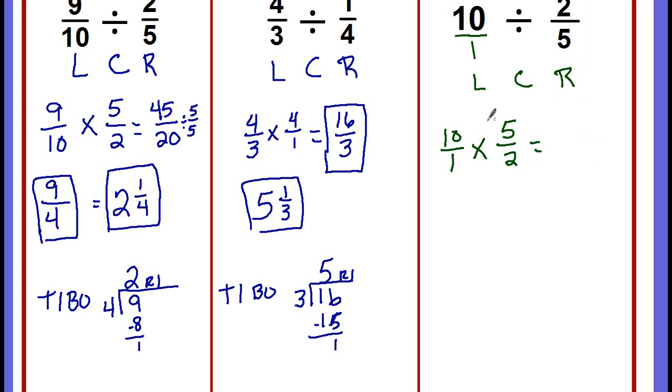And now multiply. 10 times 5 is 50. 1 times 2 is 2. And simplify. 2 is a factor of 50, so when I divide both by 2, I get 25 over 1, and we still need to simplify. This becomes 25 whole.